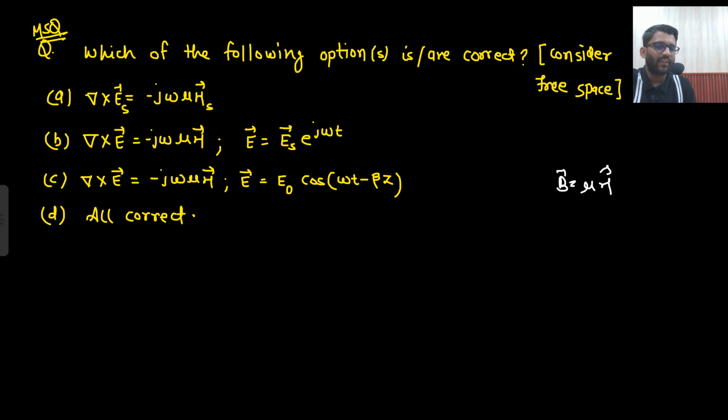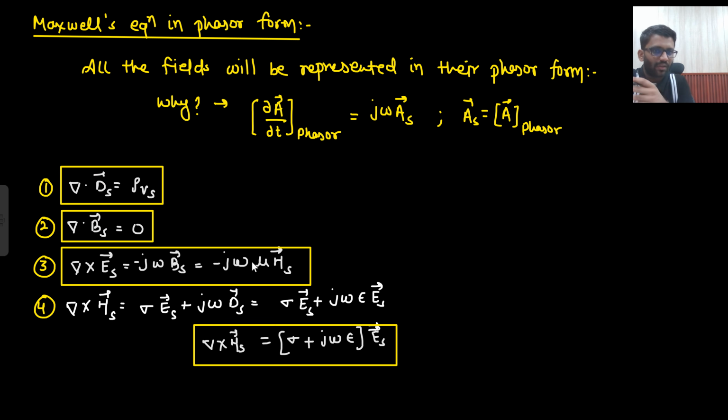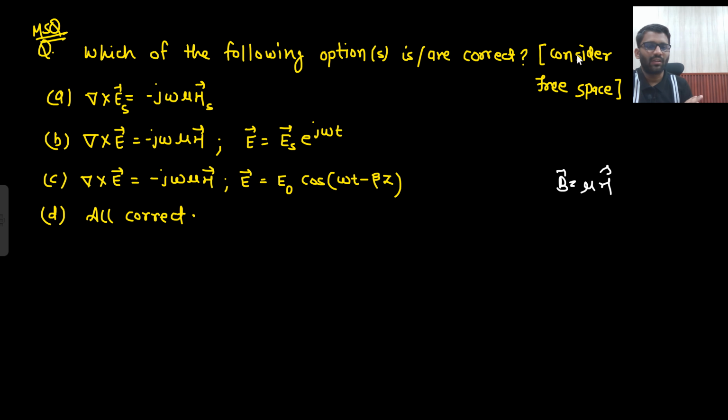So when I am doing the differentiation, I am taking this mu out. Basically I mean to say that mu is constant. It is not a function of electric field or magnetic field or any other variable. This is a constant value. Mu is constant. So which of the following options are correct?